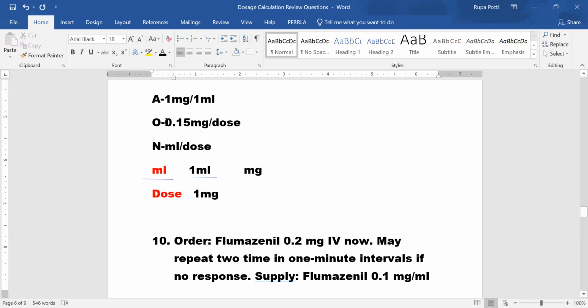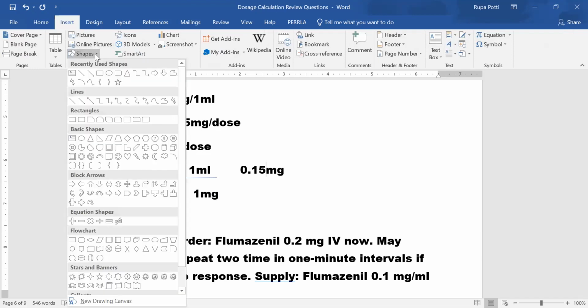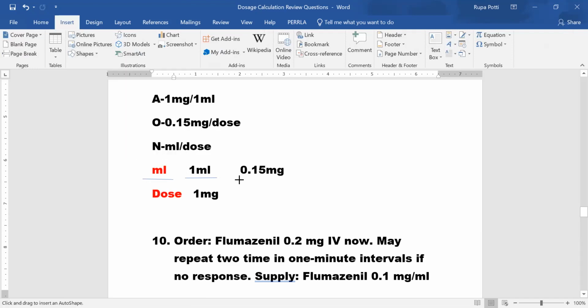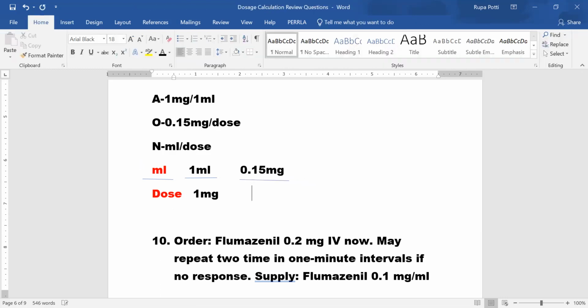So I'm going to look through the problem and say what in the problem has something to do with milligram. So I say 0.15, right? So that is what I'm going to write, 0.15 milligrams. So what is that 0.15 milligrams associated with? That is per dose, right?